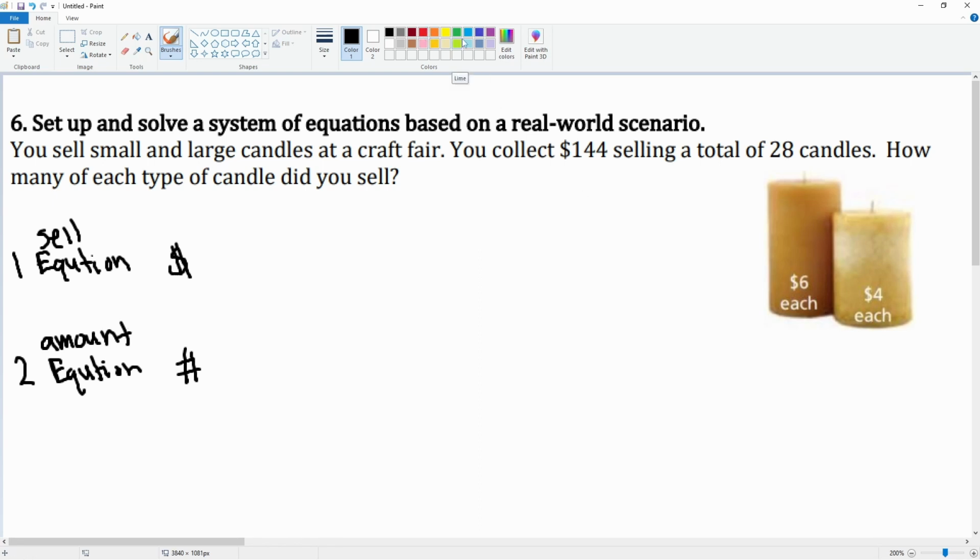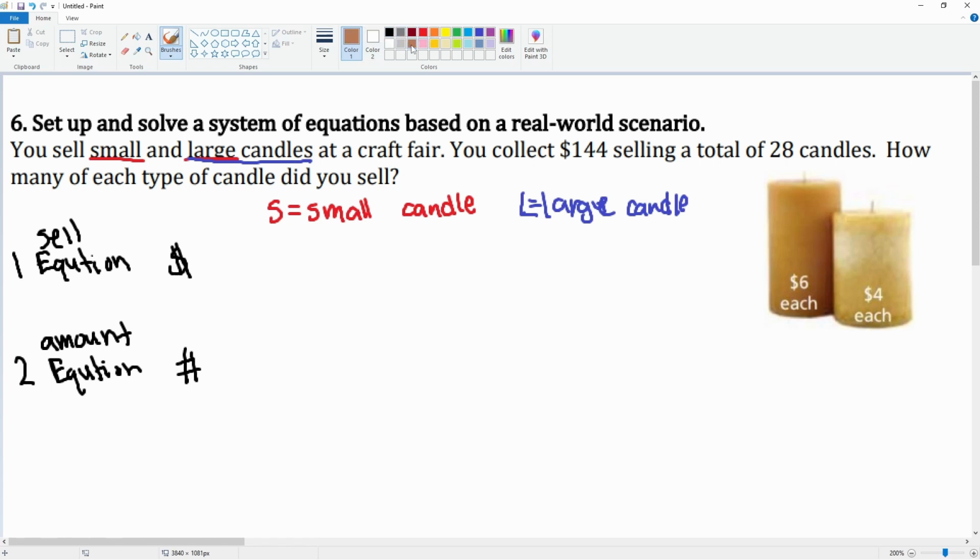What are the two things, first of all, we are selling? Let's look at the nouns. So the two things we're selling are small and large candles. So let's make S equals small candle. And then let's make L the large candle. L is equal to large candle.